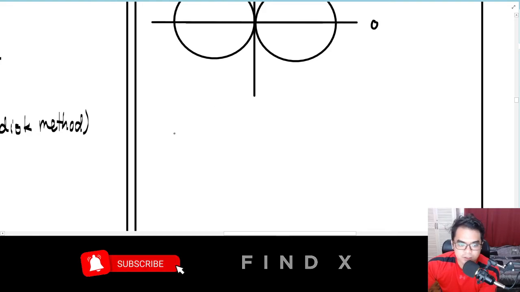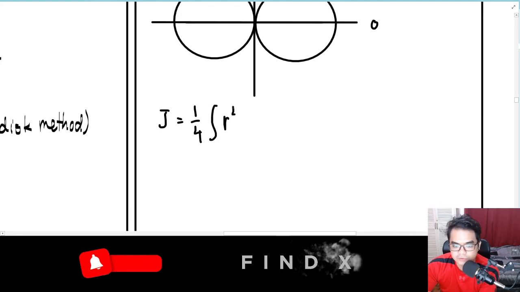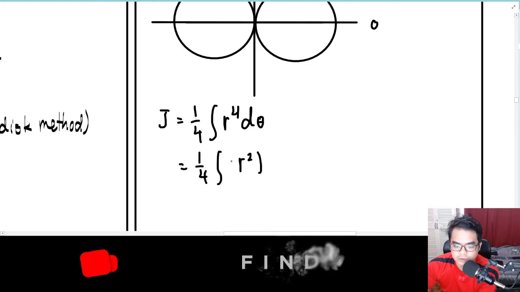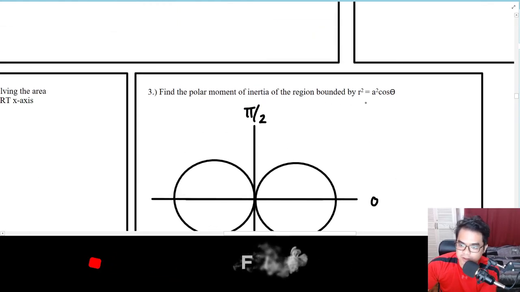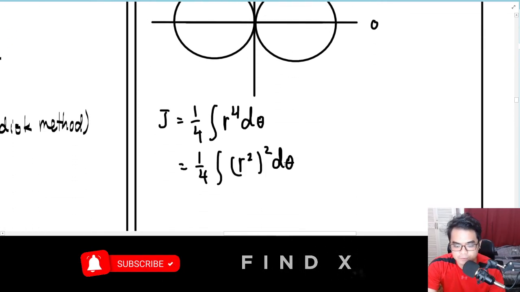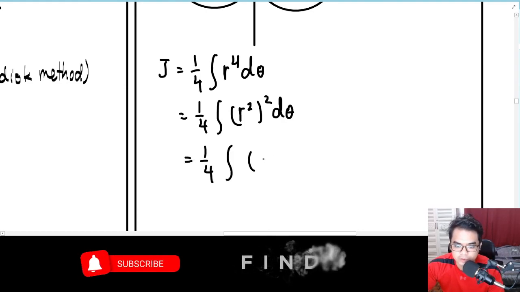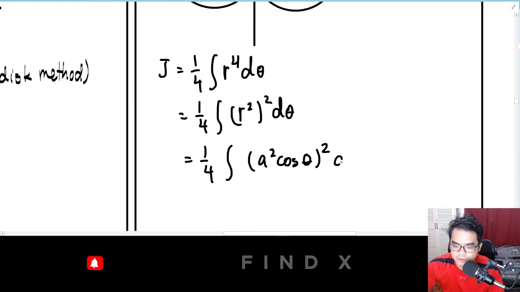Okay, so remember that the formula for polar moment of inertia is just 1/4 integral of r raised to 4 d theta. But you can also rewrite this as 1/4 integral of r squared squared d theta. So why did I do it like that? Because I can directly use the r squared equal to a squared cosine theta. So what will happen here is 1/4 integral of, r squared is a squared cosine theta, right? And then squared d theta.